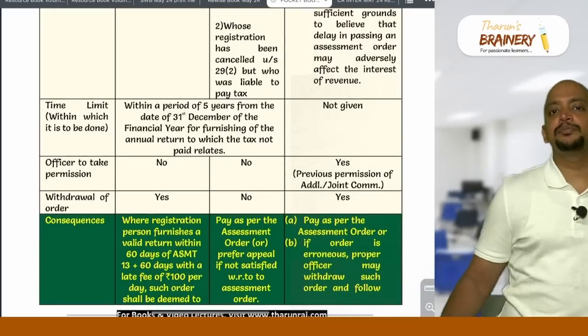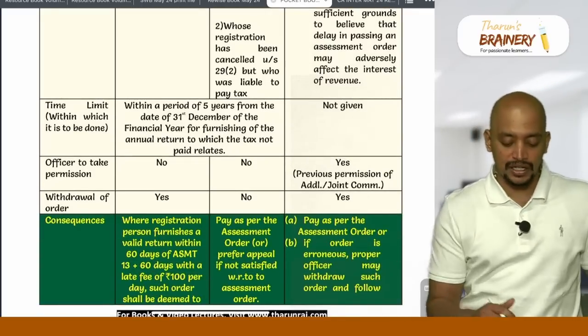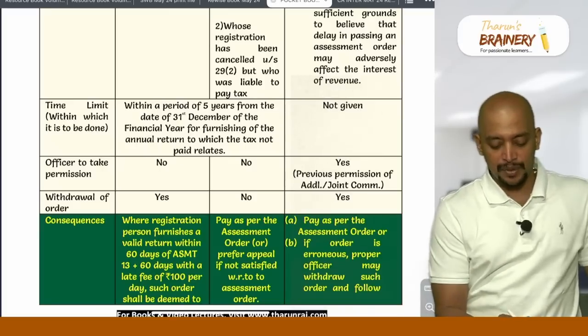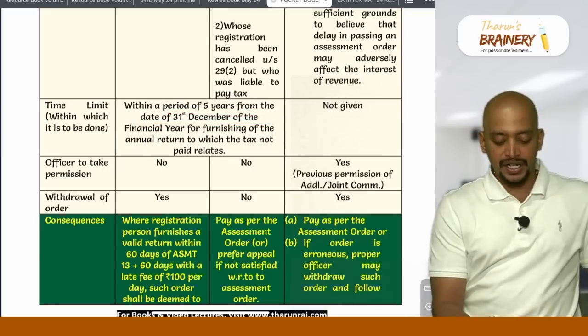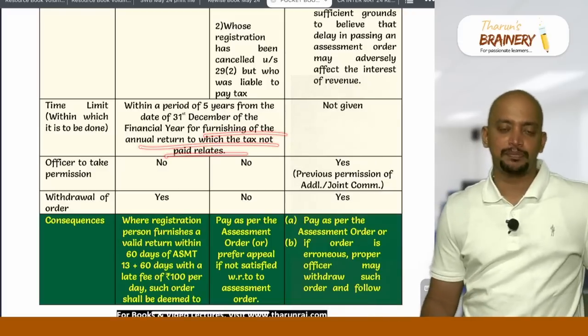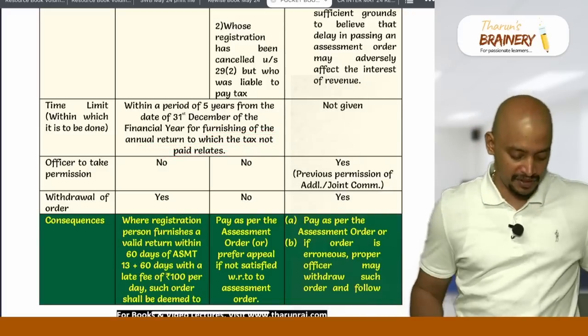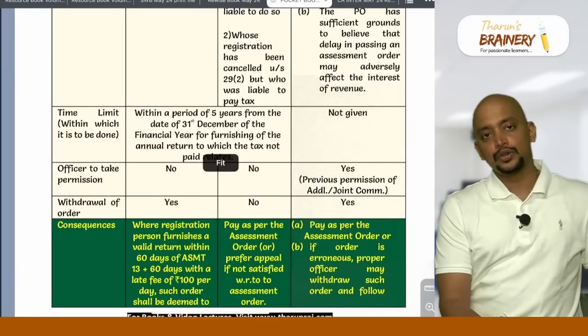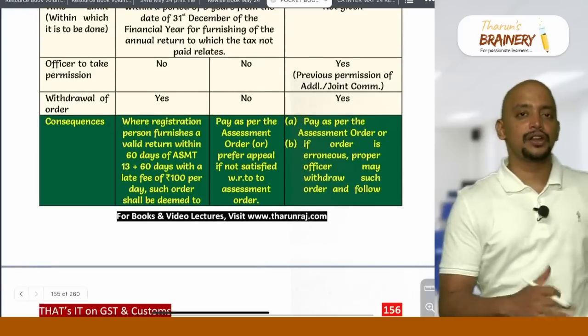And the time limit for best judgment assessment is 5 years from the due date of furnishing the annual return for the relevant financial year. Within a period of 5 years from the 31st December following the financial year for furnishing the annual return to which the tax paid pertains. So simply remember, 5 years from the due date of filing the annual return for the relevant financial year. And there is no permission to be taken by the officer. Withdrawal of order, yes. There is a facility of withdrawal of order.